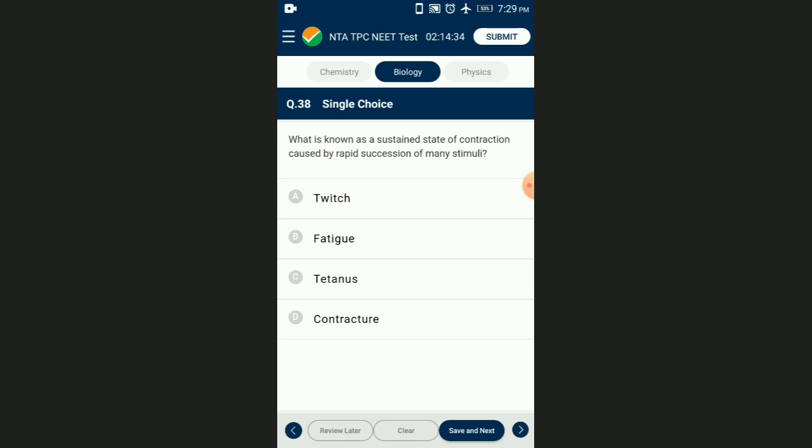Question number 38. What is known as sustained state of contraction caused by rapid succession of many stimuli? Muscular dystrophy is a group of inherited diseases that damage and weaken your muscles over time. This damage and weakness is due to the absence of protein called dystrophin, which is necessary for normal muscle function. The absence of this protein can cause problems with walking. So the answer for this question is option C, tetanus.